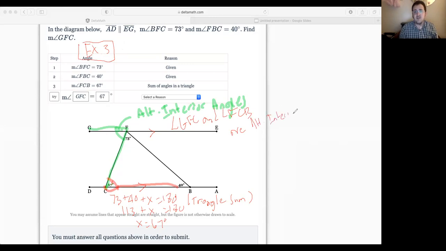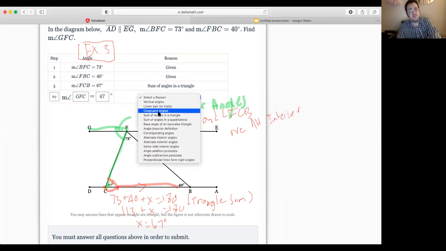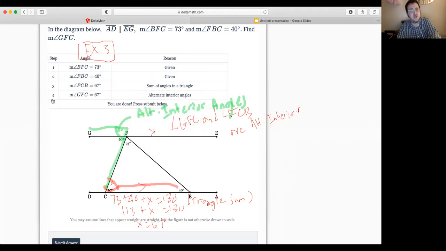And because I already was thinking about that, I can actually go and select a reason. And I'm going to look for alternate interior angles. And there we have it. And now that I have figured it out, I have figured out the angle that we need. And it will just tell you to submit so that you can get that green check mark.